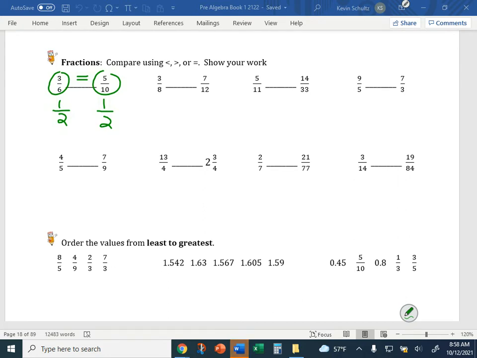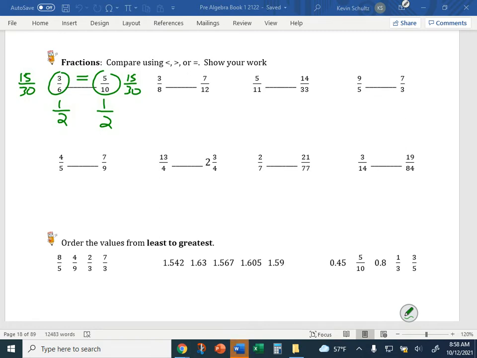Sir? Couldn't you also multiply the denominators to get common denominators? If you wanted to get common denominators, you'd probably go to 30, right? So then that would change your first fraction to 15/30. Your second fraction would also become 15/30. And because they're exactly the same, you can compare them that way too. Yep, perfect. 3/8 and 7/12.